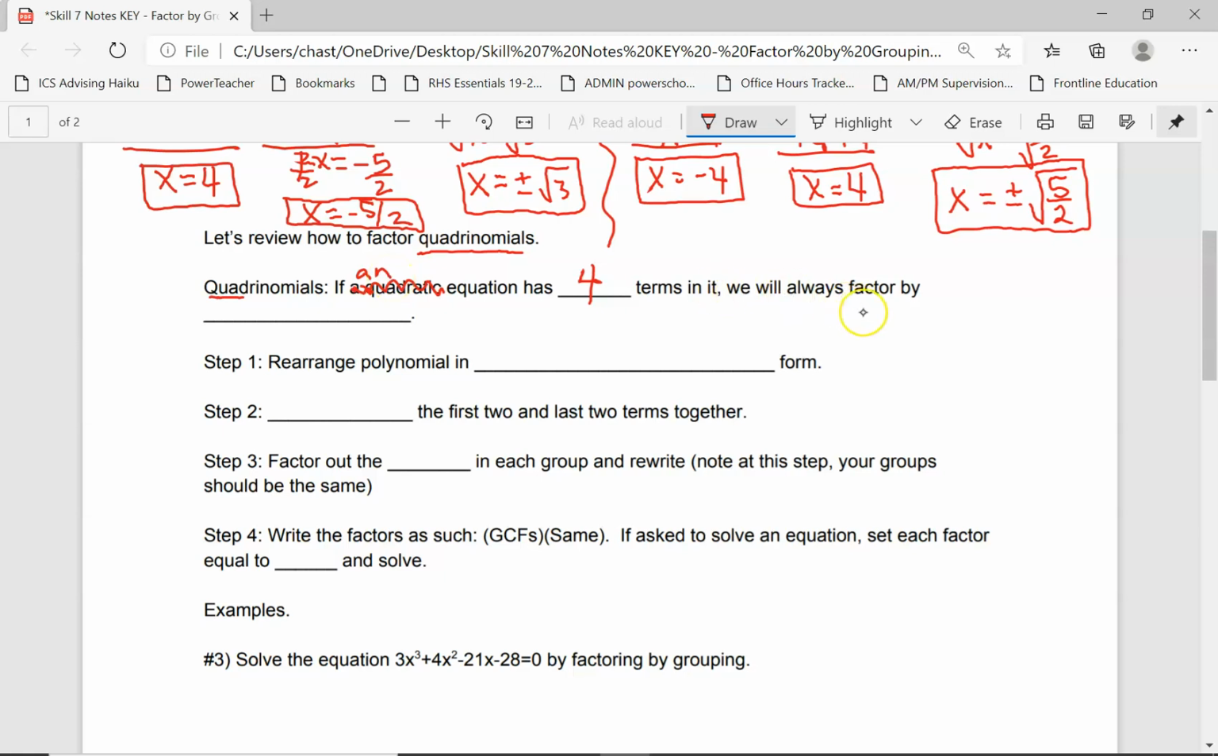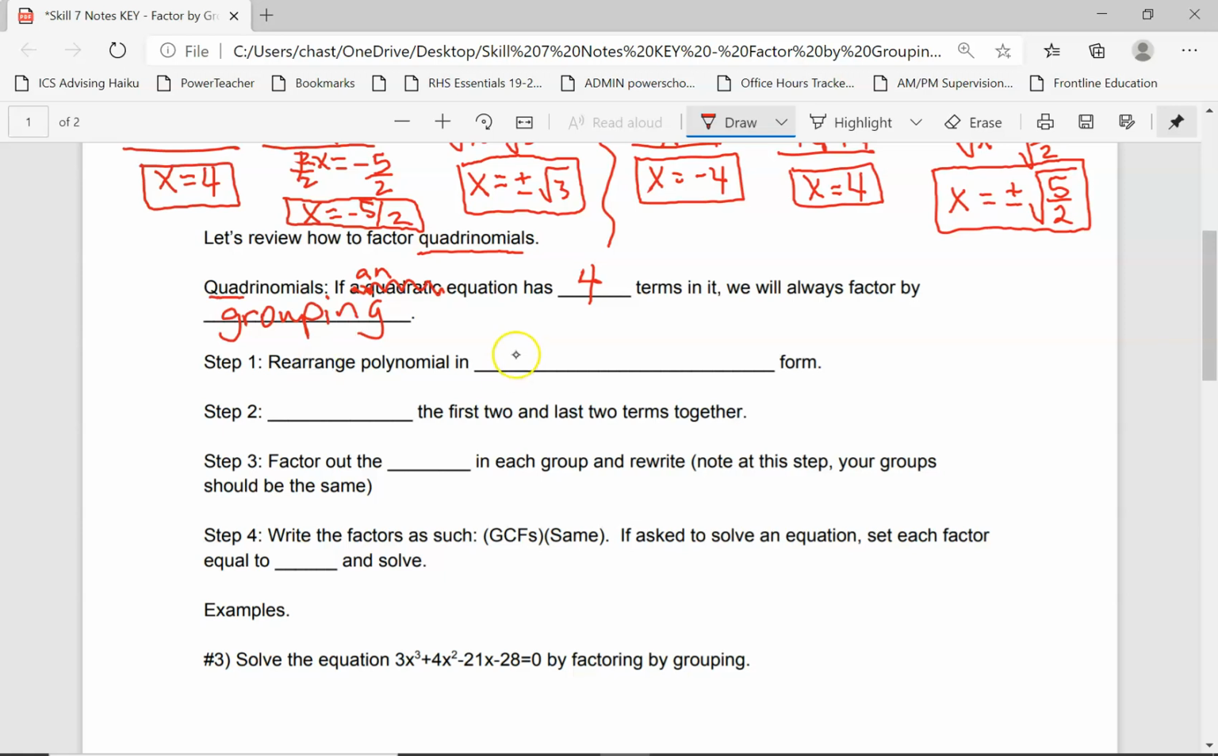If it has 4 terms in it, we will always factor by grouping. Or at least we'll always test to see if we can factor by grouping. Not all 4-term polynomials will factor by grouping, but we will check and see. The examples we'll look at will be nice, but just know that as you study higher level mathematics, you may not end up with something that factors with 4 terms, but that's a bridge to cross another day.